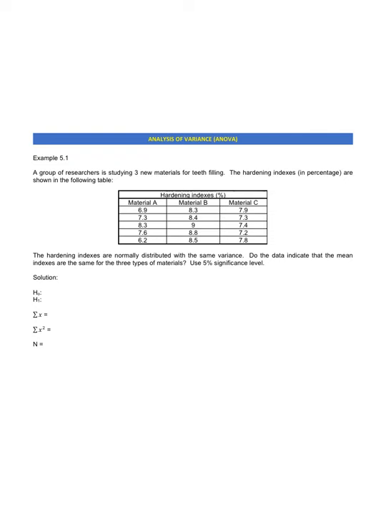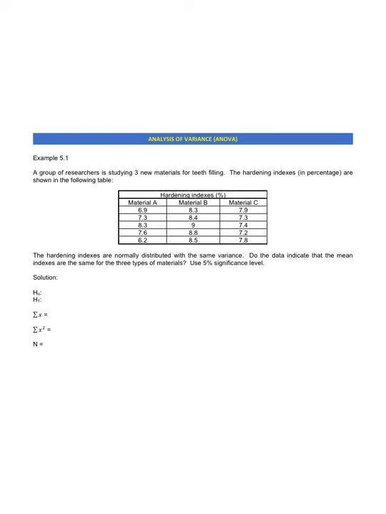Okay, so materials A, B, and C are considered as our factor, or treatment, our main treatment. And our response variable here is the hardening index. So apa yang kita recordkan tu adalah dia punya response variable. The hardening index are normally distributed with the same variance. Do the data indicate that the mean index are the same for the 3 types of material?